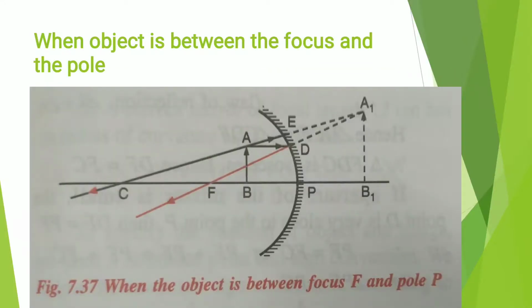The last case is when the object is between the focus F and pole P. The image is formed behind the mirror. It is virtual, upright, that is erect, and magnified.